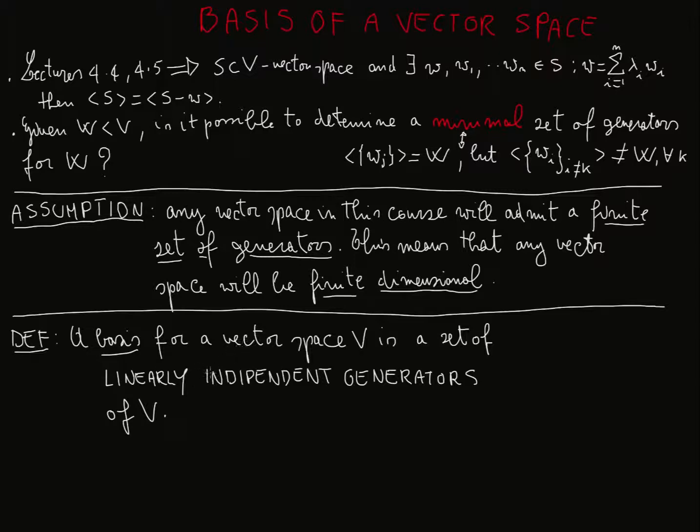In the next lecture, we will state the main results for a basis. There are two of them, and a few of their corollaries, and we will see why a basis is related to this initial question of determining a minimal set of generators for a subspace.